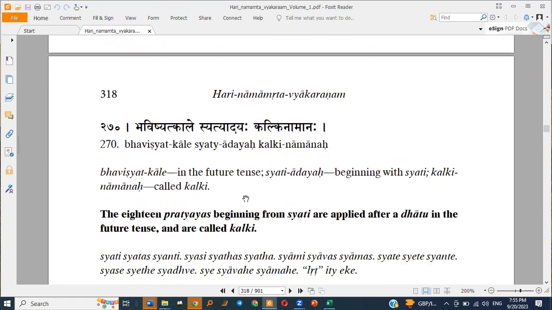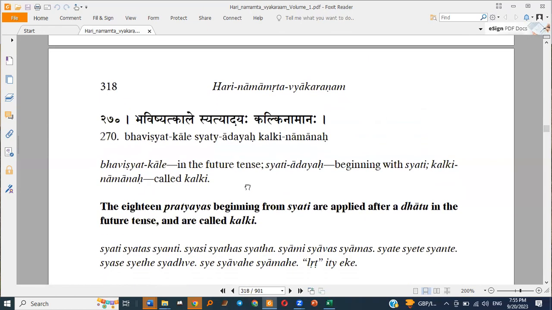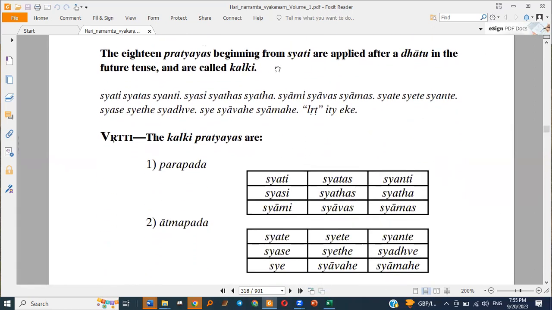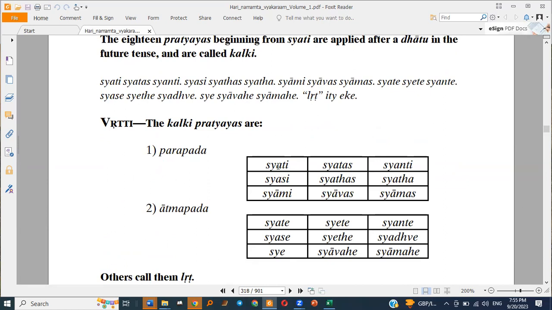Then the ninth one is Bhavishyat Kale Syatyadayah Kalki Nama. The next 18 pratyas beginning from Syati are applied after dhatu in future tense. So that could be of the same day or not of the same day. And it is called Kalki. This is a very common one which we use, like Syati, Syata, Syanti, Syasi, Syatha, Syami, Syavas, Syamas, Syate, Syante, Syase, Syatve, Syavahe, Syamahe. Like Bhavishyati, Patishyati, Gamishyati, and so on. So these pratyas are called Drit.